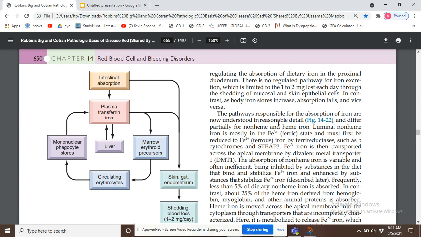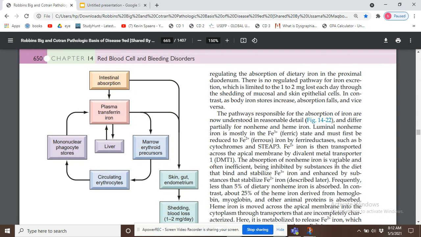The pathways responsible for the absorption of iron are now understood in reasonable detail and differ partially for non-heme and heme iron. Luminal non-heme iron is mostly in the ferric state and first must be reduced to the ferrous state by ferrireductases such as cytochrome b and STEAP3. Fe2 ferrous iron is then transported across the apical membrane by divalent metal transporter.